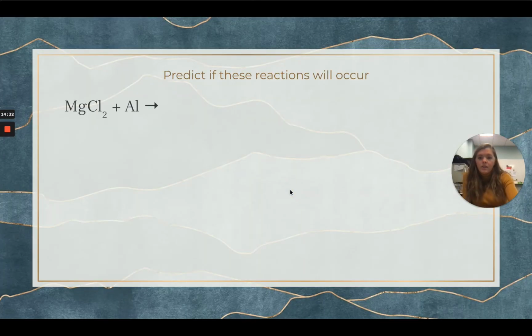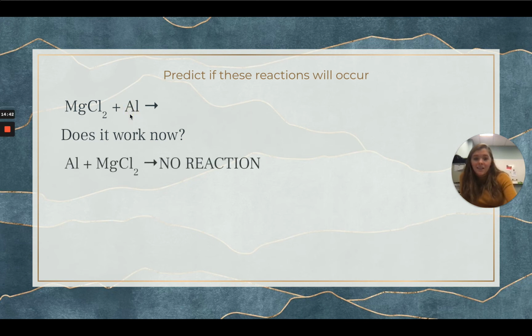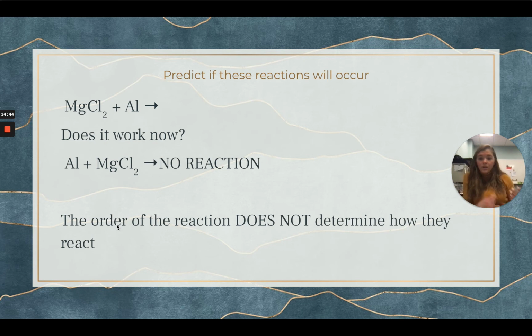Try out this one. This is a very similar problem, just worded a little bit differently. So we have magnesium chloride plus aluminum. So notice it's just written backwards. It's still not going to work. Just the order of the reaction doesn't determine how they react, okay? Magnesium and aluminum still want to switch places, but magnesium is still stronger, so aluminum is not going to be able to rip it away.